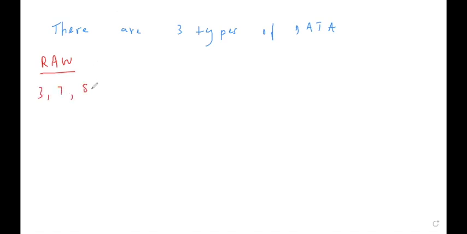So there are three types of data. The first is raw data. I'll just use a different color. Raw data is just numbers. Let's say the marks of 4 or 5 students in a class, 3 out of 10, and 2, something like that. So that's raw data. Right?